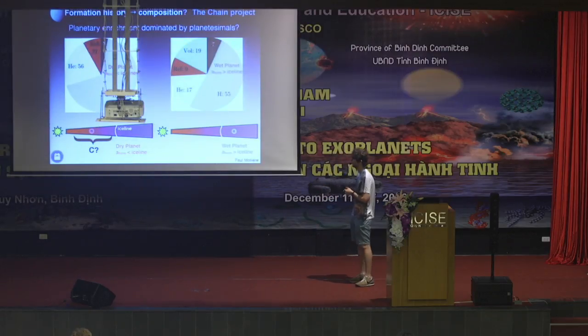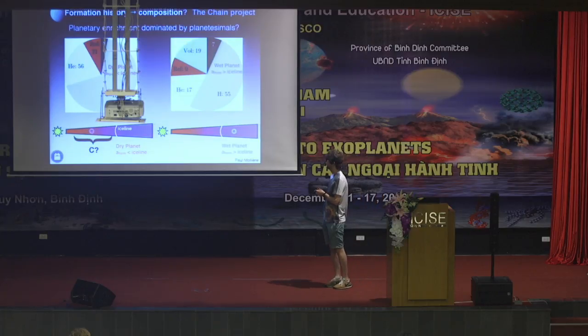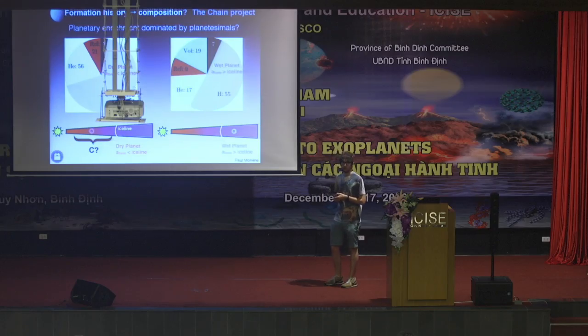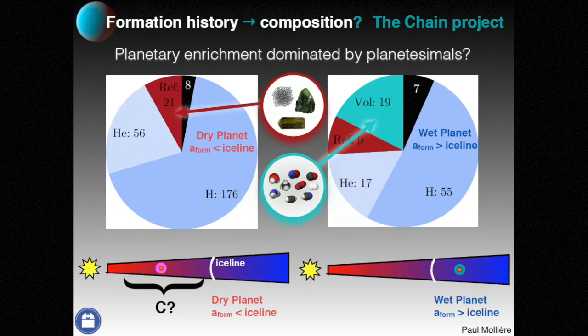How do the results look in terms of composition for these 2 planets? These numbers do not add up to 100% because they're in units of Earth masses, just in case you're wondering. So this is the composition of the dry planet, this of the wet planet. Both are dominated by hydrogen and helium. And this is the core mass in black. The dry planet actually accreted 21 Earth masses in refractories, whereas the wet planet accreted a little bit of refractories, but also a lot of volatile ices, and has in total a higher enrichment than the dry planet has.